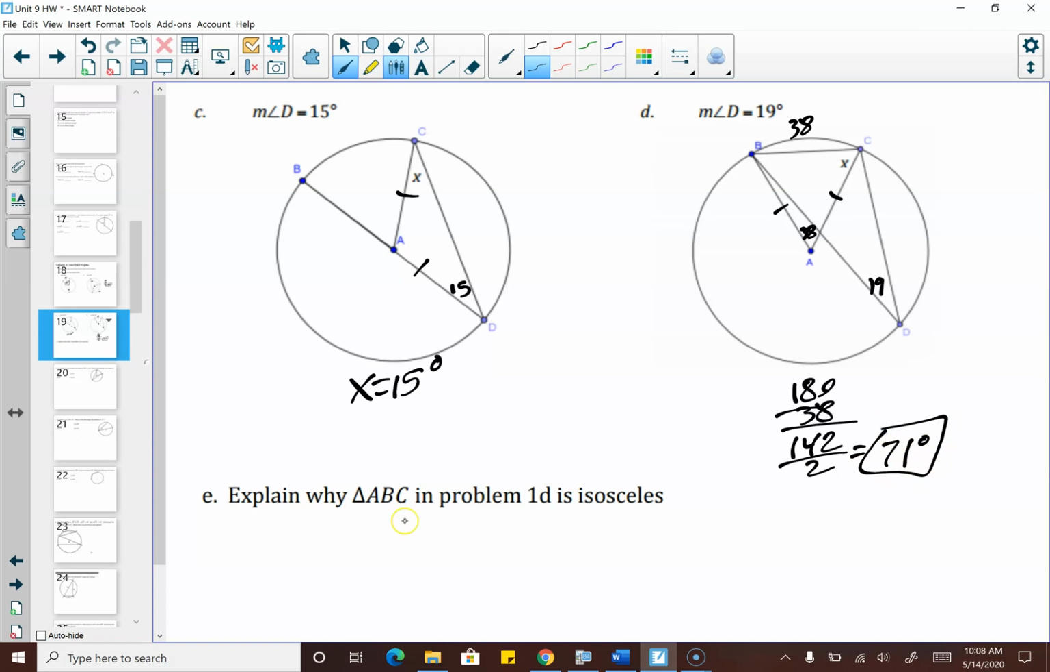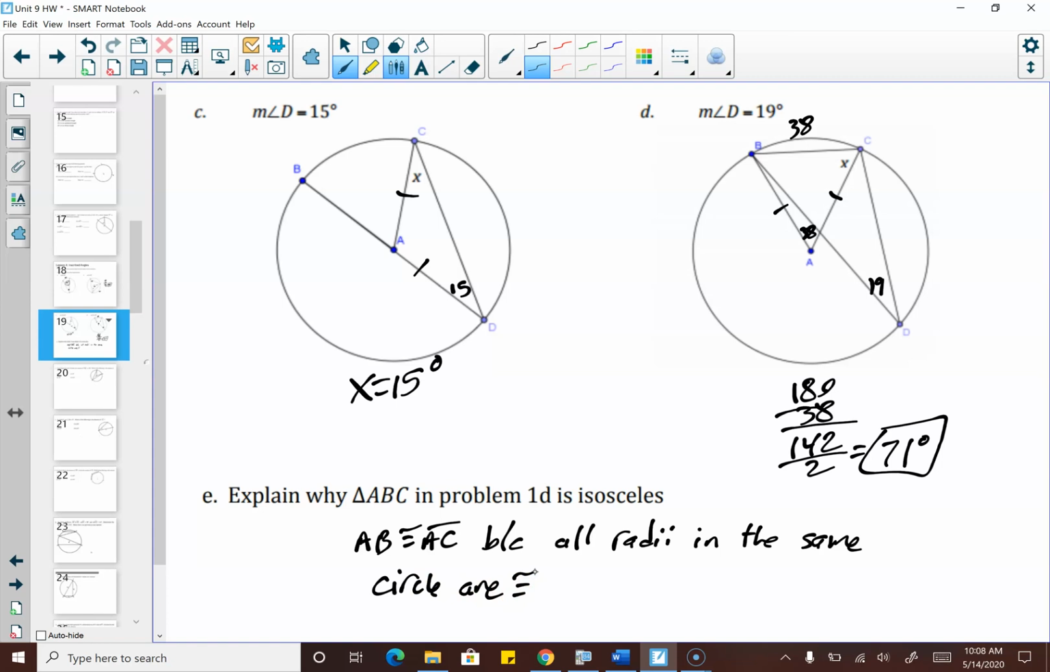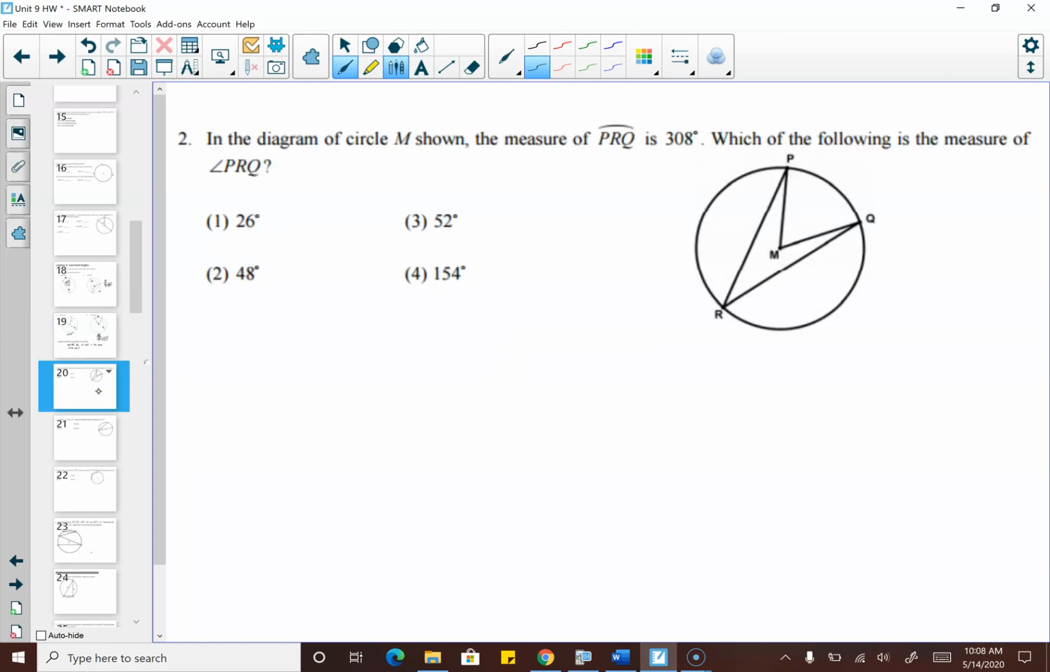And then if we want to explain why triangle ABC in problem 1D is isosceles, that is because AB is congruent to AC because all radii in the same circle are congruent.